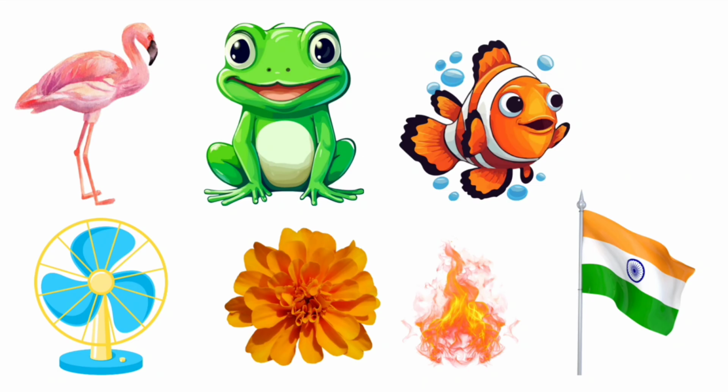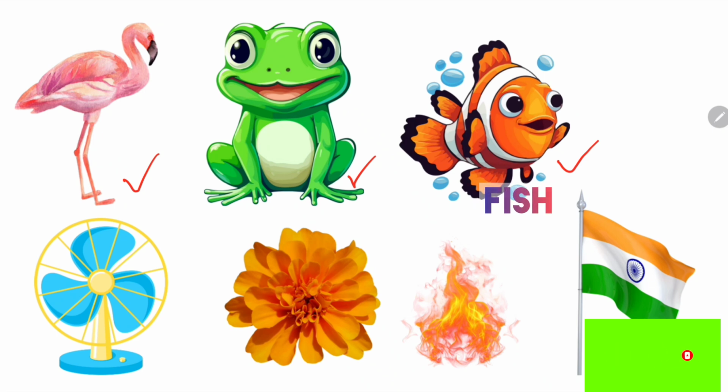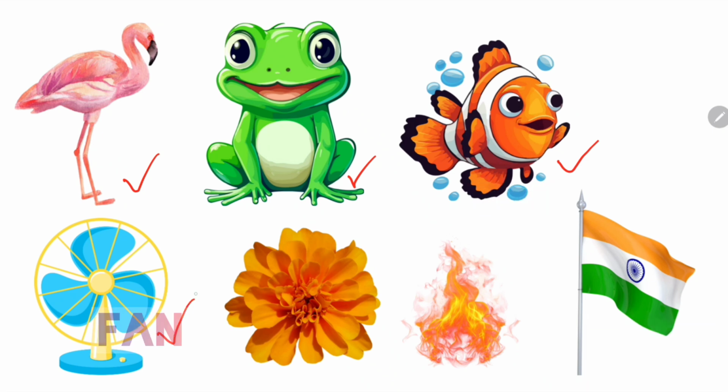So let's read these. Flamingo. Then frog. Frog says ribbit, ribbit. Then this is a face. Nemo fish. This one fan. This one flower. Fire. Flag.